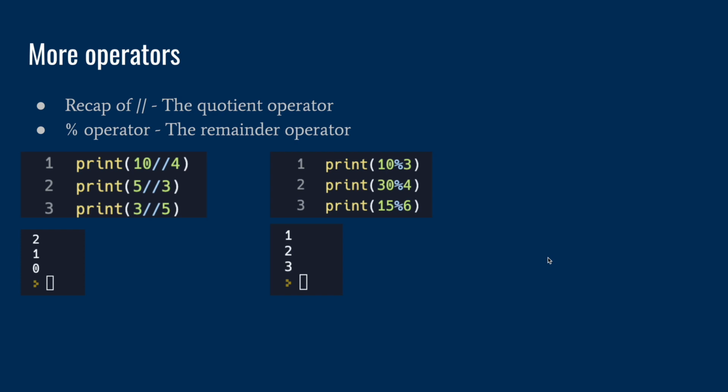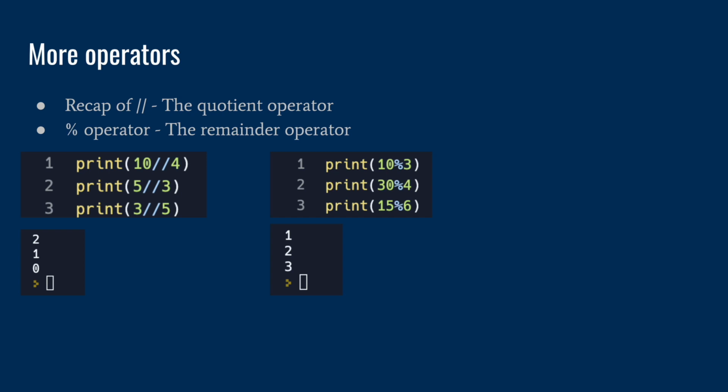Let's look at some more operators. A short recap of the quotient operator we used in the last lesson. It divides whatever number by another number and rounds down. So in the example below, 10 divided by 4 comes to 2.5, and it rounds it down to 2. And 5 divided by 3 also comes in the 1 point something decimal values, and that rounds down as well.